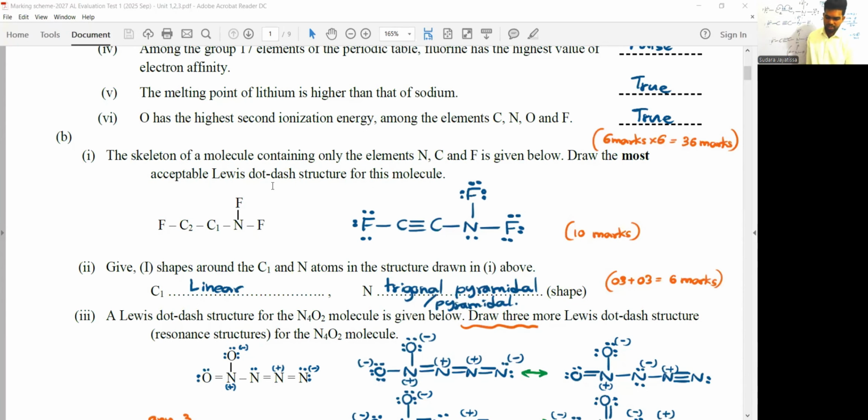First one, shape around the C1 and nitrogen. C1 here is linear. You can see 2 repulsion units right there as the review. It is having 2 repulsion units, and that's why it is linear. Then the shape around nitrogen is trigonal pyramidal, or you can just say pyramidal, no problem, because there is a lone pair and 3 bonds. Altogether, you have 4 repulsion units. If you are having 4 repulsion units, it is tetrahedral. And if you are having 1 lone pair, it is trigonal pyramidal.